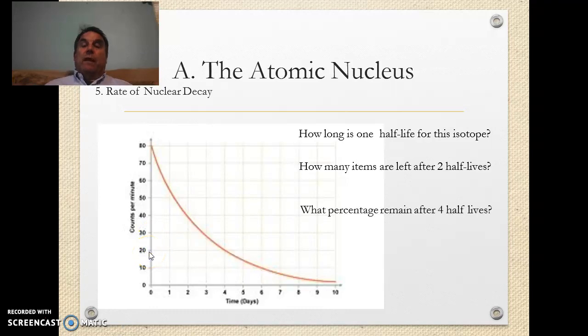What percentage remain after 4 half-lives? So after one half-life, we go from 80 to 40, that's 50%. 2 half-lives, 40 to 20, is 25%. Another half-life, 20 to 10, would be 12.5%. And another half-life down to 5, 6.25%. Or we can just say 1 half-life, 2 half-lives, 3 half-lives, 4 half-lives, 5 out of 80 is 6.25%.